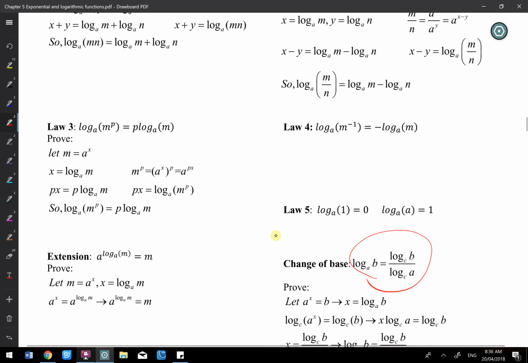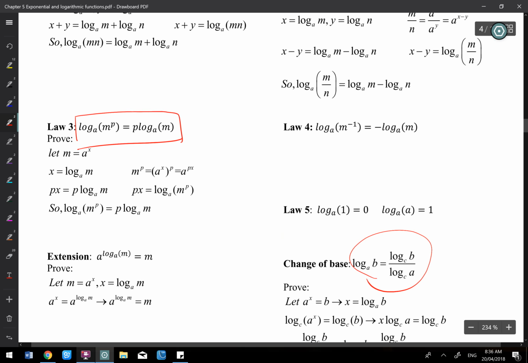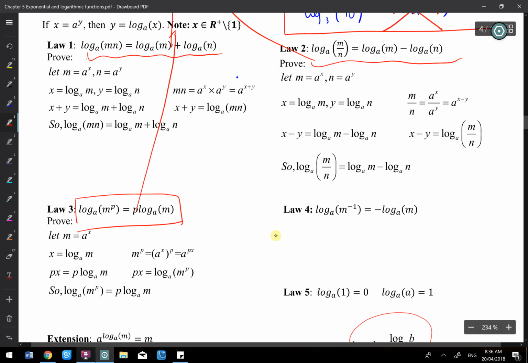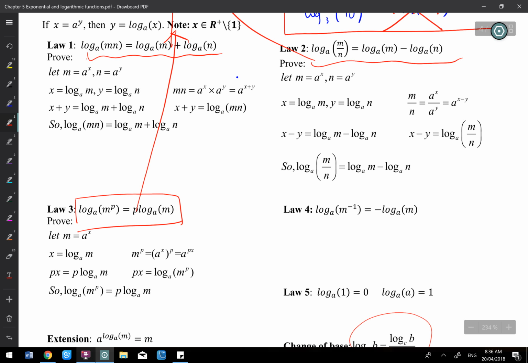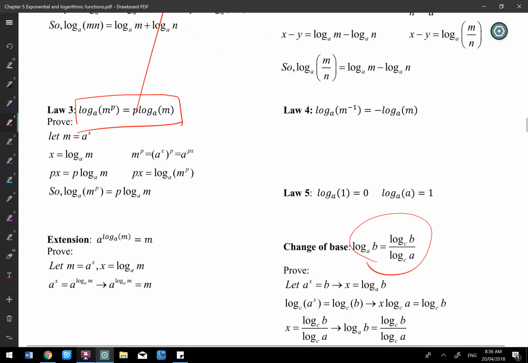And the third one is very important. For most logs, we also use this one to do differentiation. We can bring the power to the front, becoming a constant coefficient times the log. This one is very commonly used.